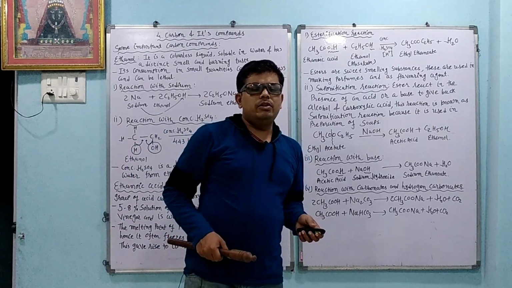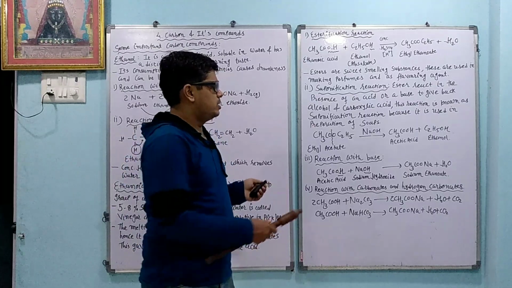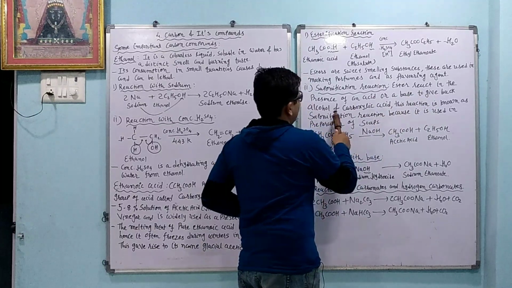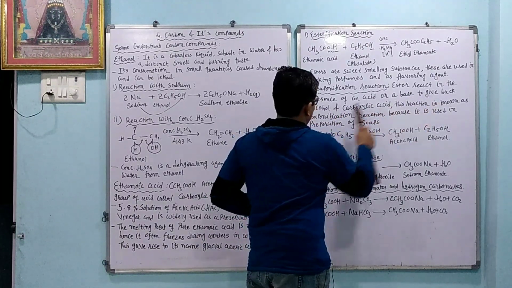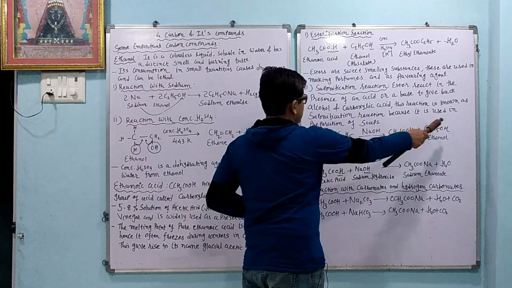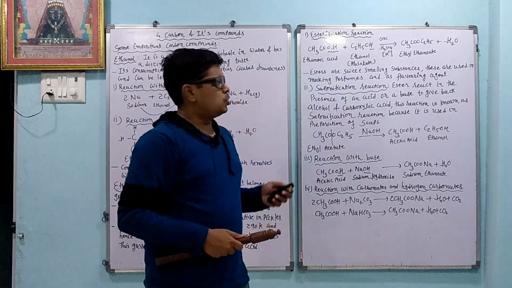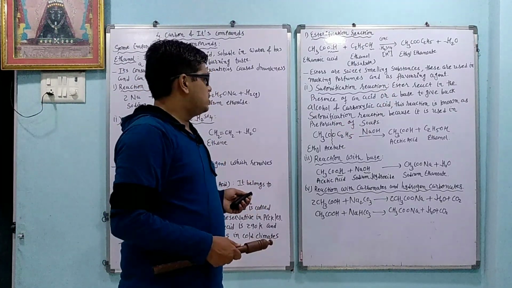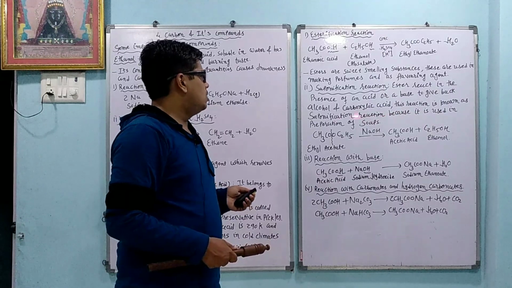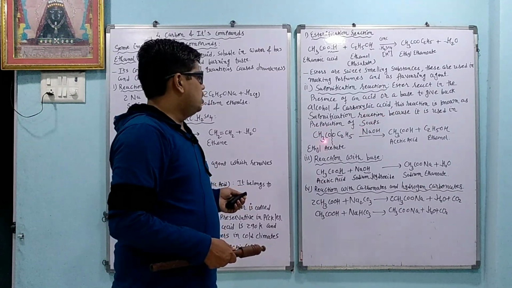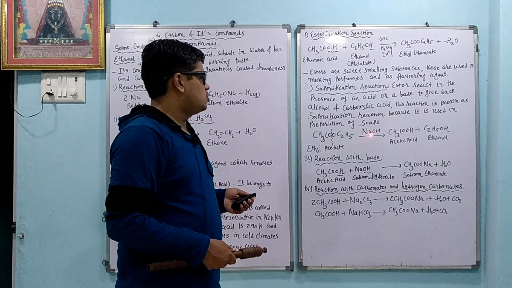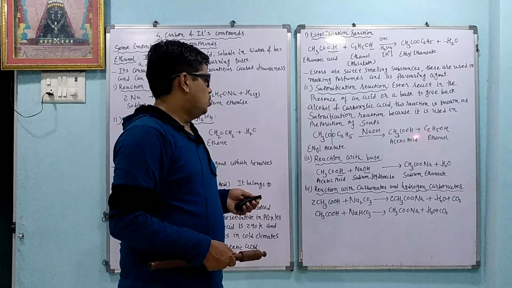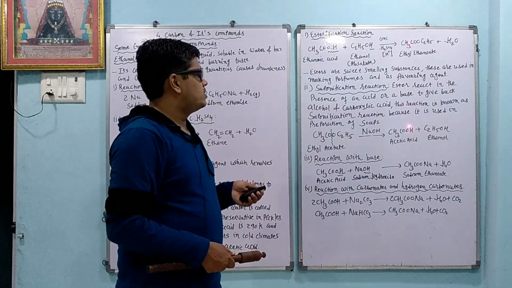Dear students, the saponification reaction is the opposite of the esterification reaction. An ester reacts in the presence of an acid or base to give back alcohol and carboxylic acid. This reaction is known as the saponification reaction because it is used in the preparation of soaps. So here ethyl acetate in the presence of sodium hydroxide gives back acetic acid and ethanol. Here we already discussed this reaction above.